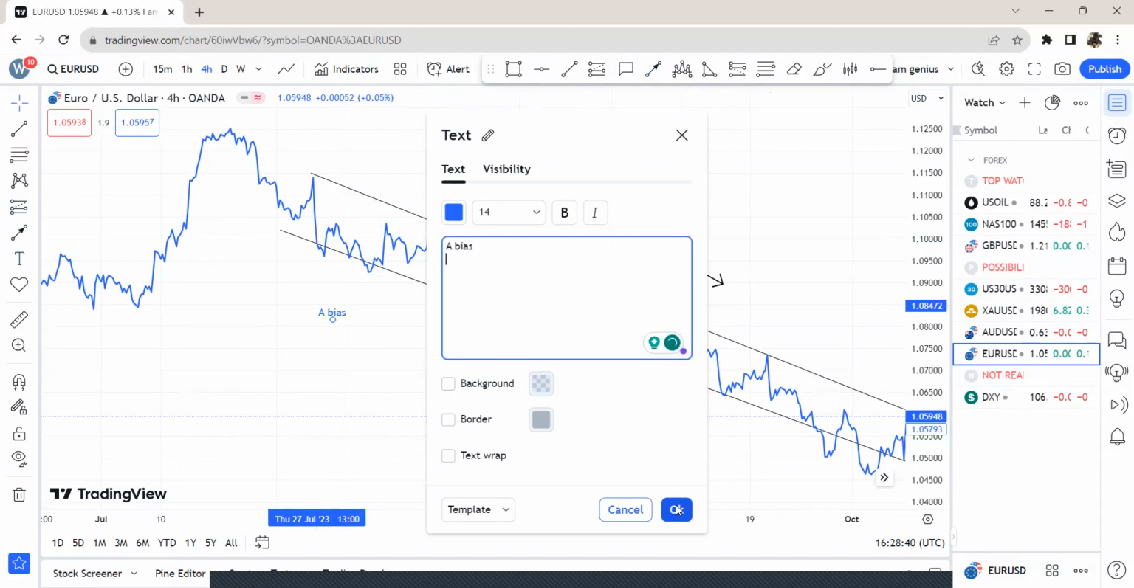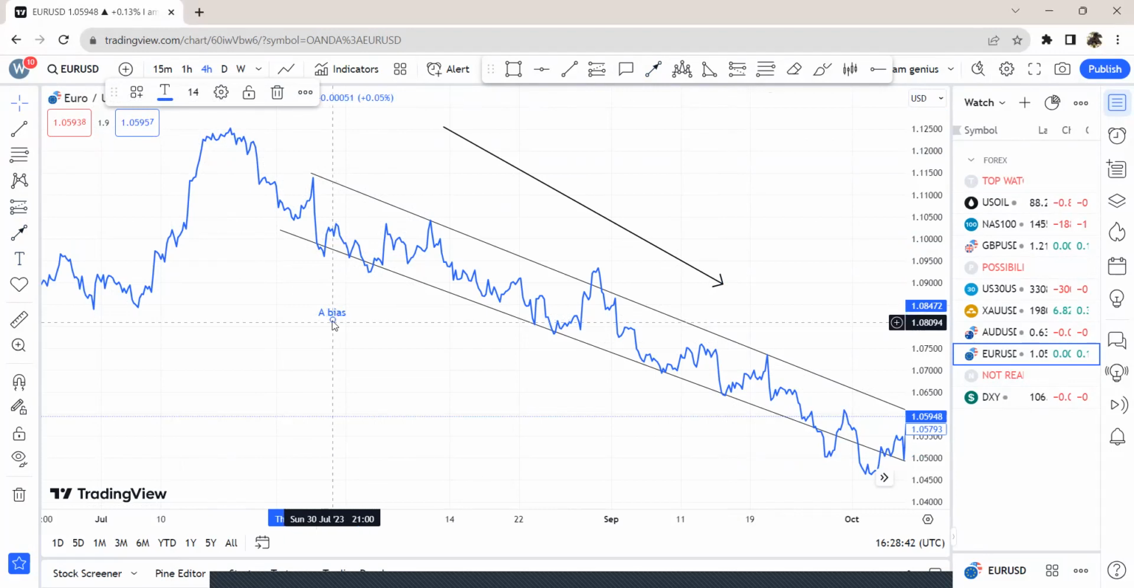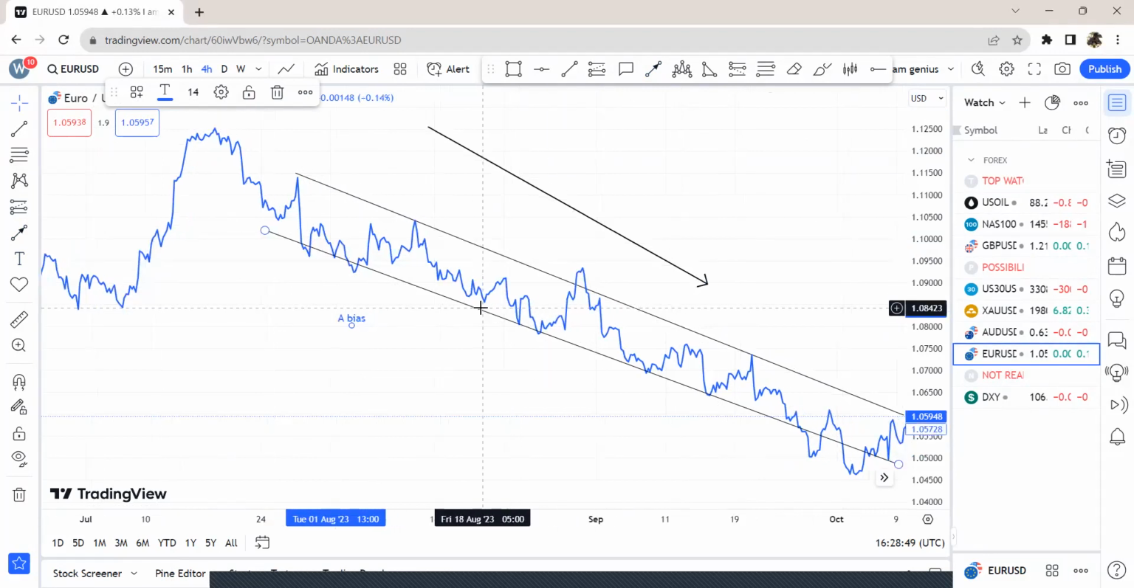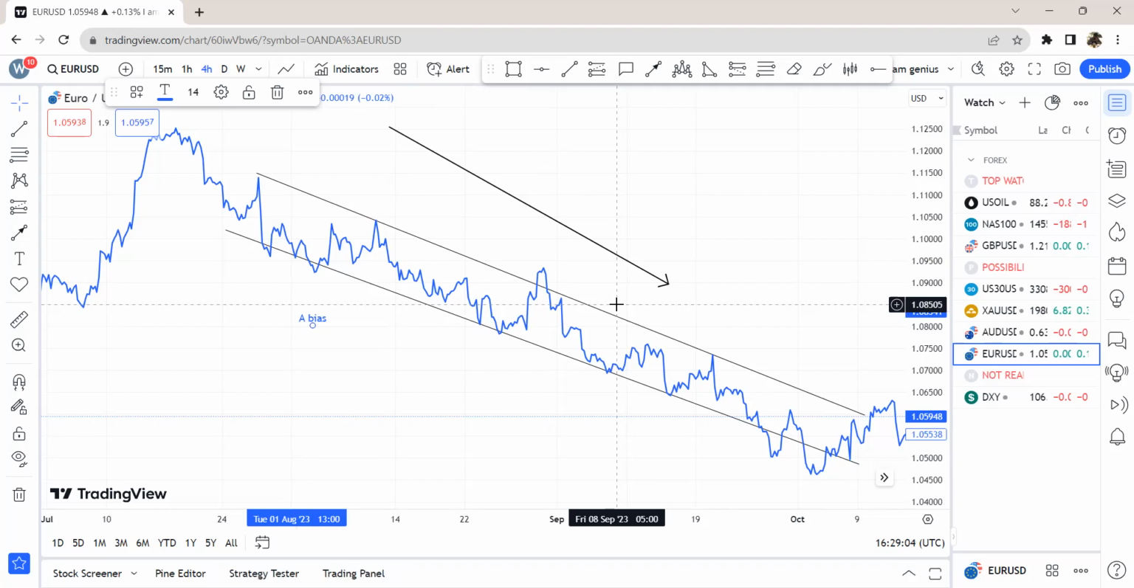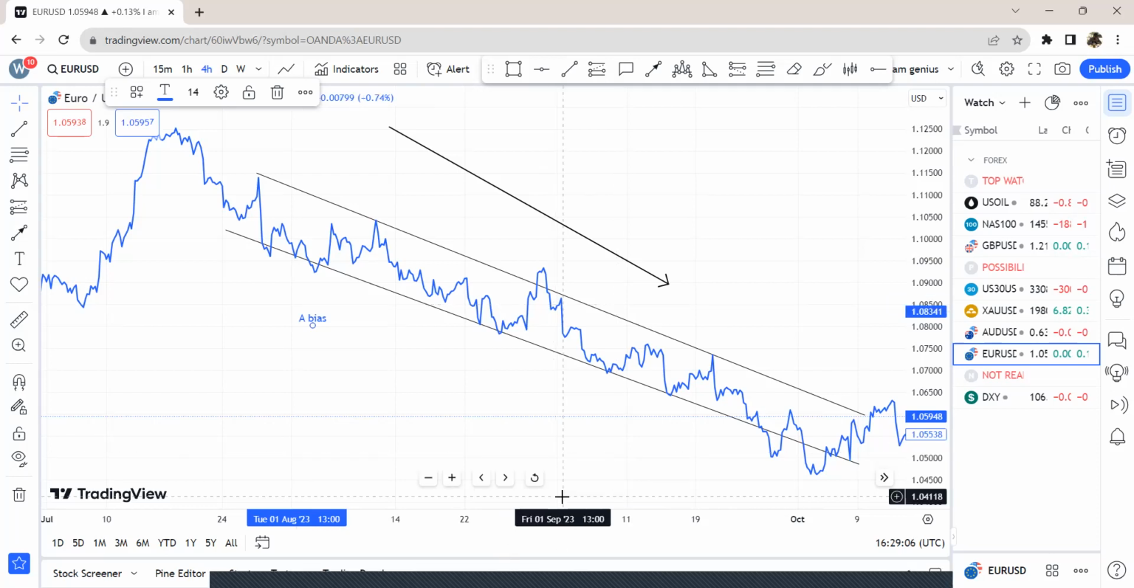So now what a bias is, a bias is simply what you believe to be true. So in our case, we believe that this market is going down, but you can also use a bigger time frame, like let's say the monthly, weekly, and daily. They'll show you that maybe the overall trend is going down or up. This is just a retracement.